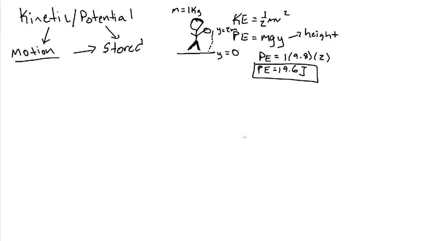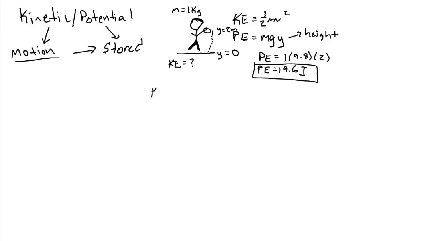Now, when he lets go of the ball, instantaneously he has no kinetic energy. But as the ball falls, the potential energy gets transformed into kinetic energy, until right before the ball hits the ground it's all kinetic energy, because your height is 0. So let's say I want to know the kinetic energy just before the ball hits the ground.